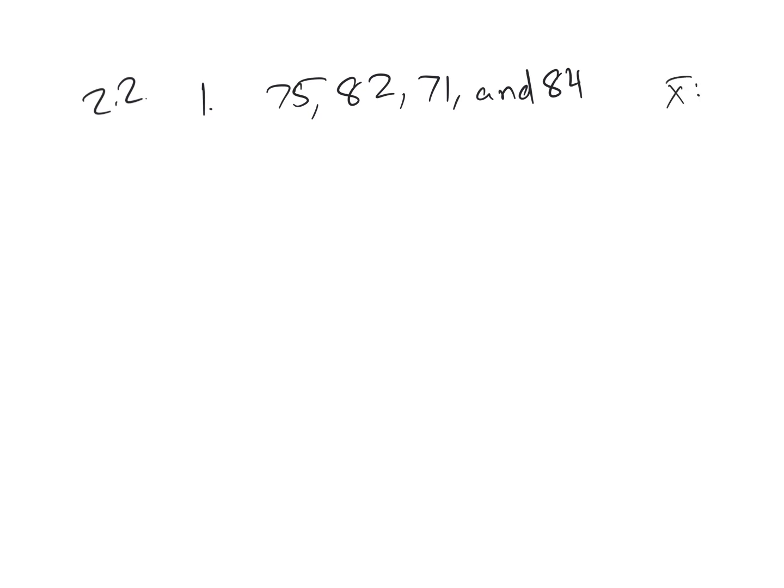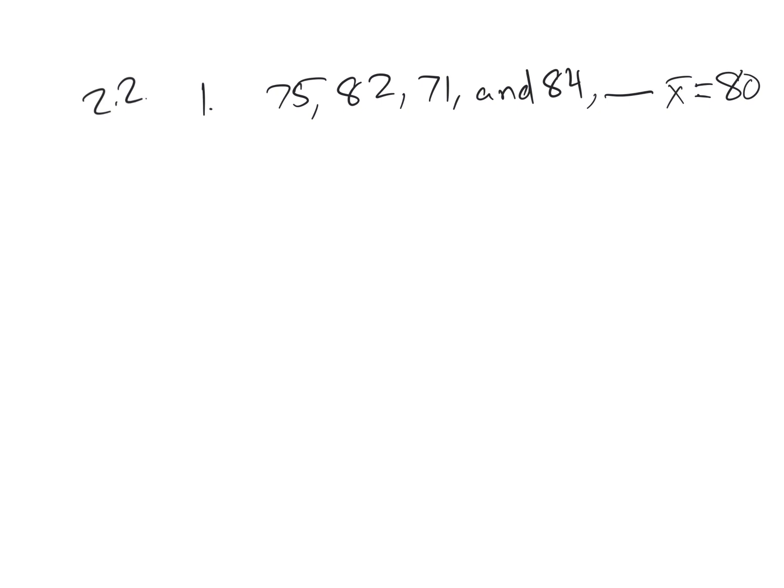Let's move on. 2.2. This is your application problem. So this is, let's do number 1. A student in an algebra course has test scores of 75, 82, 71, and 84. And what score on the next test will raise the student's average? So this is average in stats. Average equals 80. So what score do we need to add to this to make the average 80?